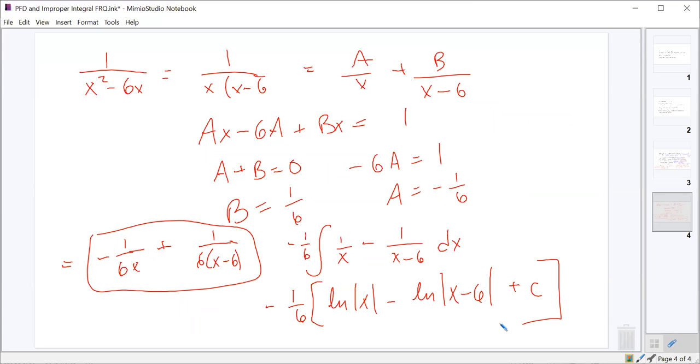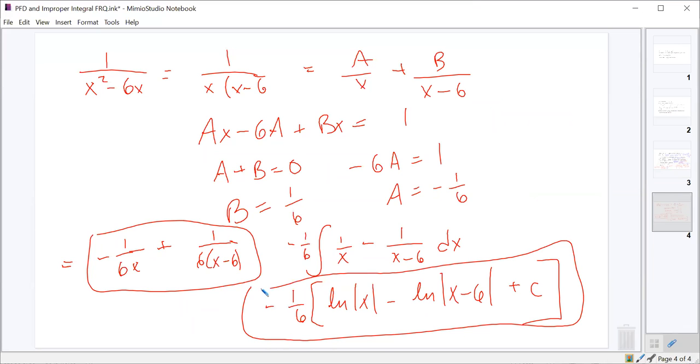And if you wanted to, you could put the x over the x minus 6. And I think if you look at their scoring guide, they flipped them and brought the negative inside, but this answer would be fine. You could rewrite this as -1/6 natural log of absolute value of x over x minus 6, plus c. That'd be fine.